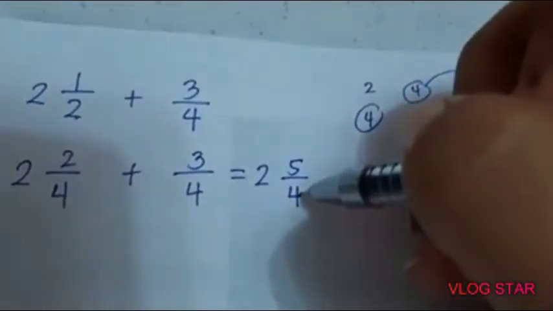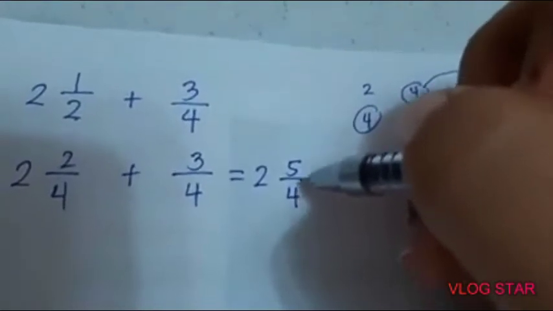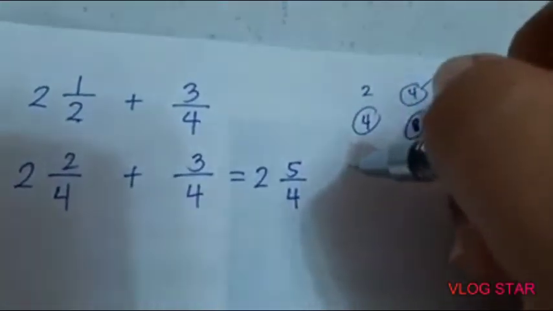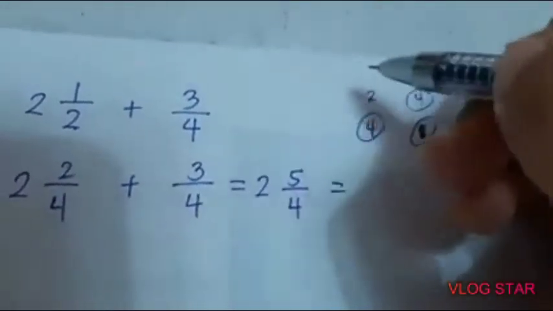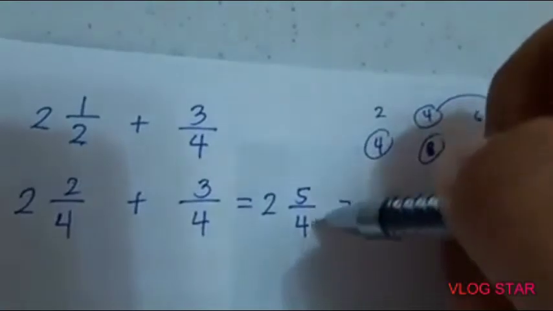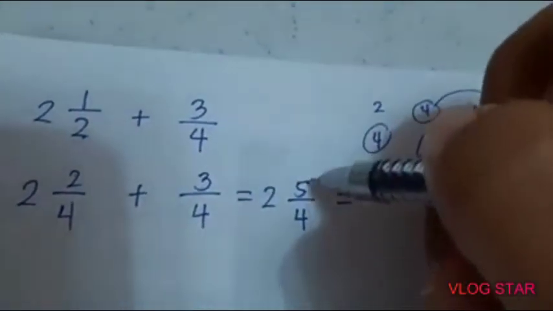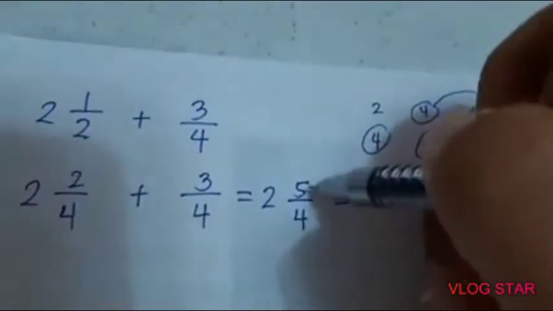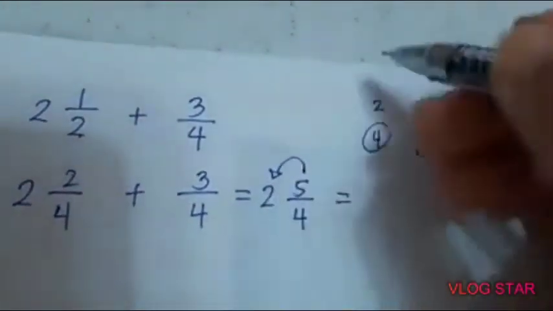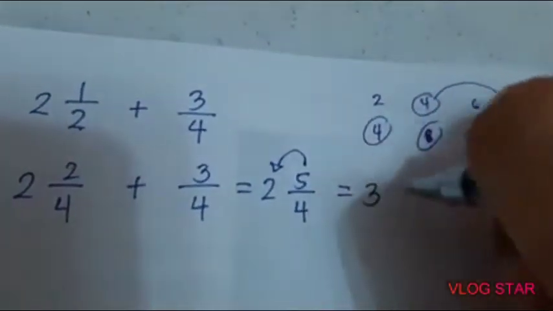So how many 4 can we get from 5? The answer is only 1, right? So since you already have with you your whole number, the one that you get after you divide 5 divided by 4 will be added to 2. So you will have 2 plus 1 equals 3.